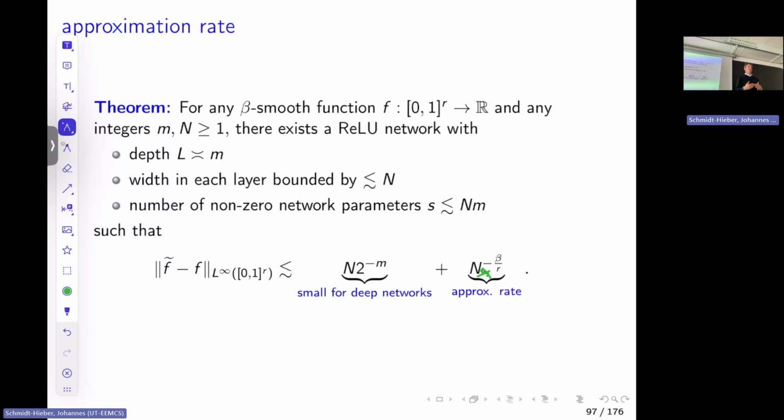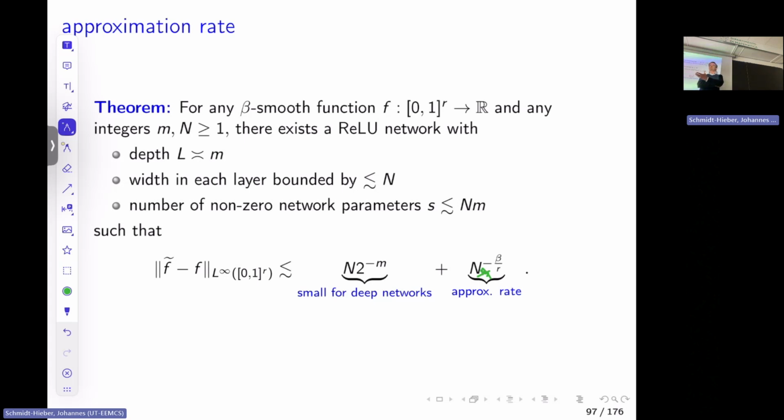But there's also something which prevents us from going to too deep networks. For feed-forward neural networks, people observed, also for training, that there's some instability unless you put in residual architectures and so on. Anyway, another important thing is this number of network parameters s here, because that causes a lot of things downstream. So if we have a width bounded by capital N and depth bounded by little m, what is the number of parameters of such a neural network?